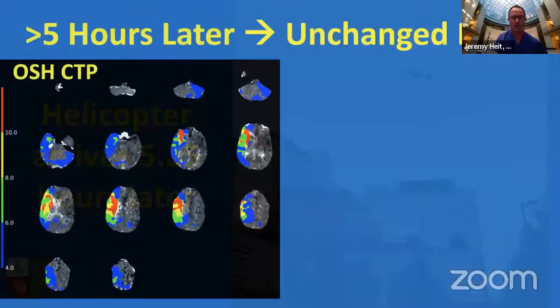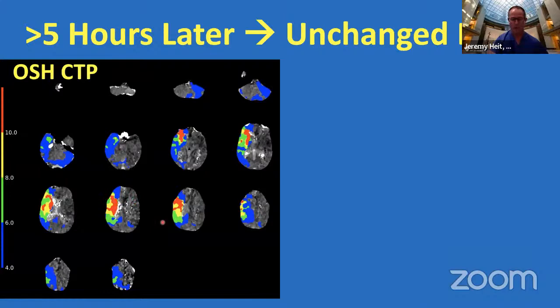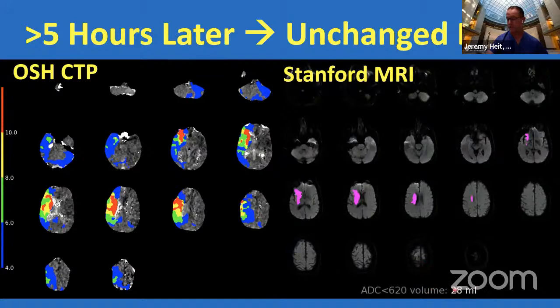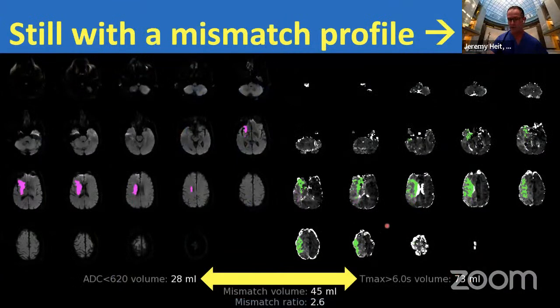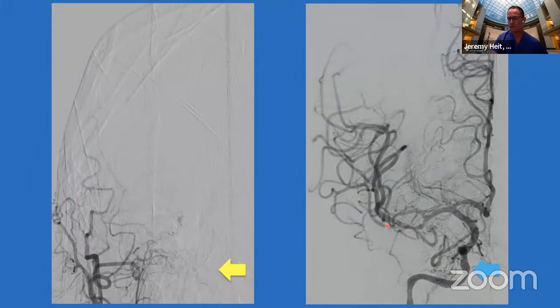So here's the areas of very prolonged blood flow in red, and here's the MRI at Stanford. So we can see the core ends up being 28, so bigger than zero. It was at the outside hospital, but you can see it really looks like it's matched to this area of red, and that's still an acceptably small core for treatment. And they still have a mismatch, right? So this is a good thrombectomy candidate who underwent successful treatment for internal carotid artery occlusion.